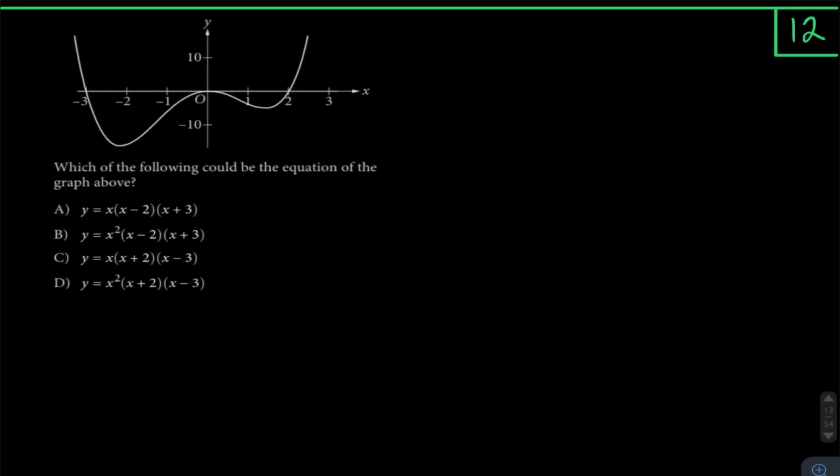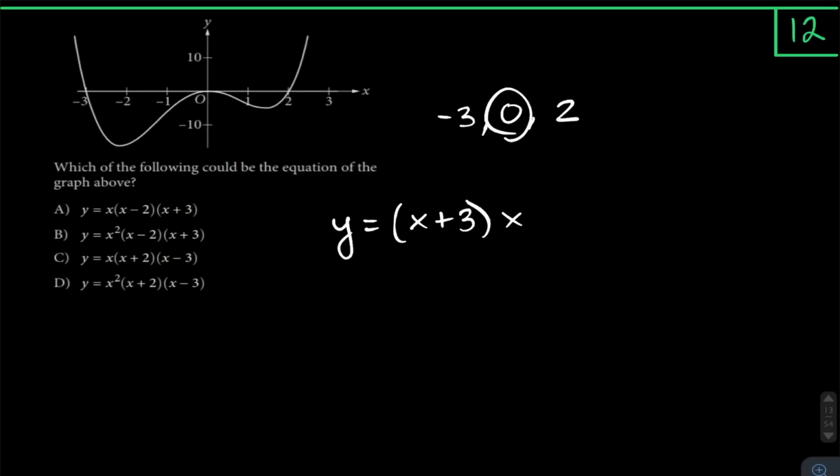So where do we know that there is zeros? We know that there is a 0 at -3, at 0, and at 2. So you would think that, okay, well then y would be, you switch the signs, it'd be x plus 3, x, right? That's what x would be for 0, right? And then you'd have x minus 2. And that right there is choice A, right? So that would be your answer?